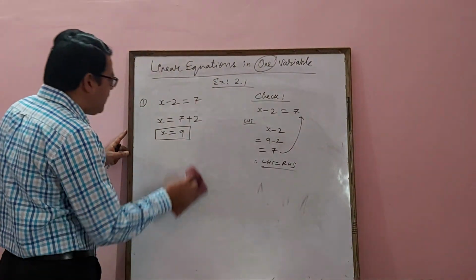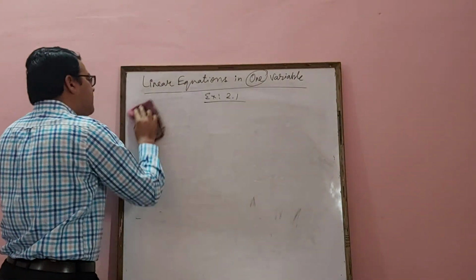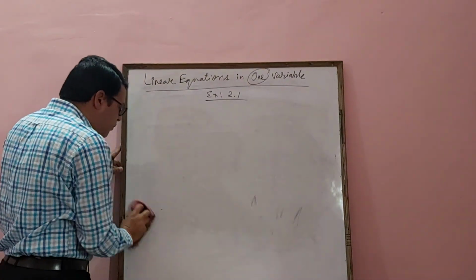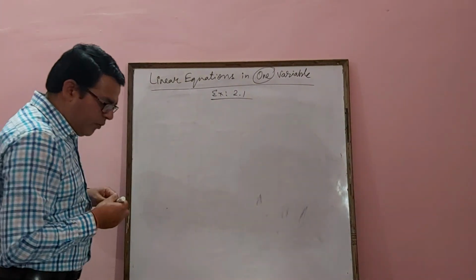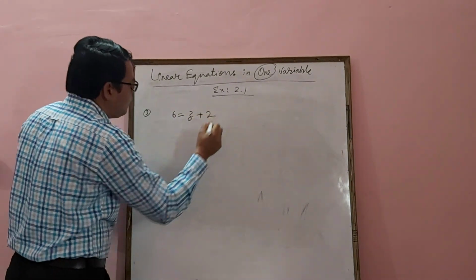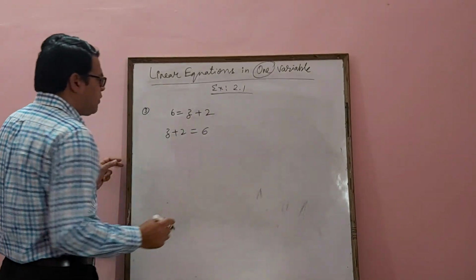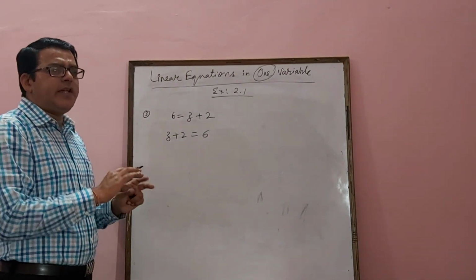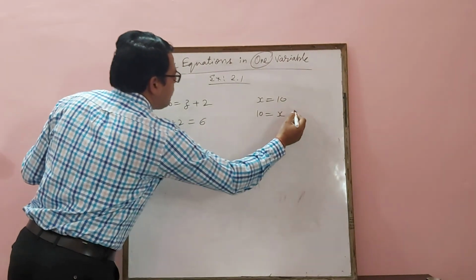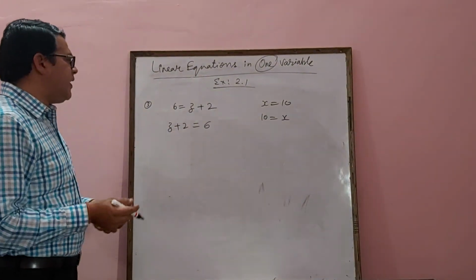Now I am taking question number 3. I will discuss only some problems here. The rest of the problems you need to solve on your own. If you have any problem there, then please let me know. Now question number 3: 6 equals z plus 2. We can also write it as z plus 2 equals 6. We can interchange both the sides without changing any sign. Suppose x equals 10 is written over there, we can also write 10 equals x. The meaning is the same because we are just swapping both sides, without any sign change.